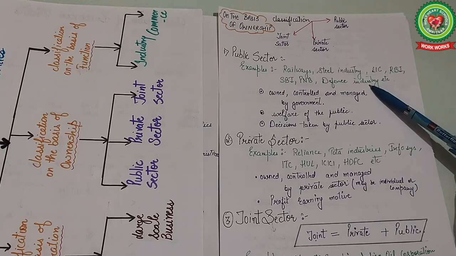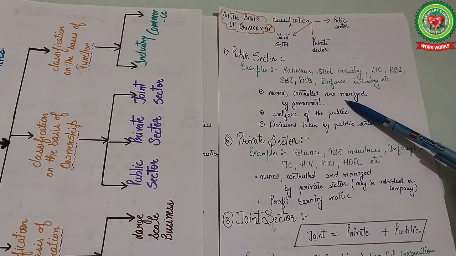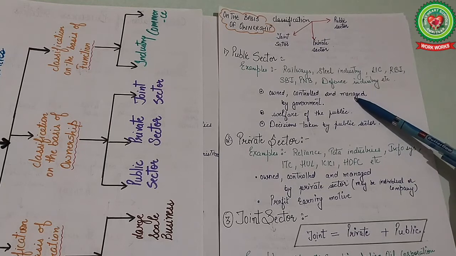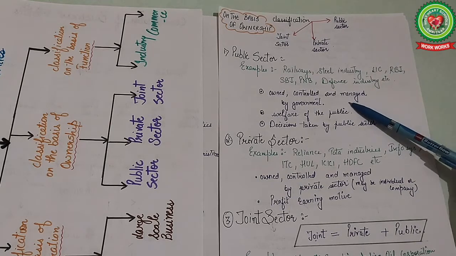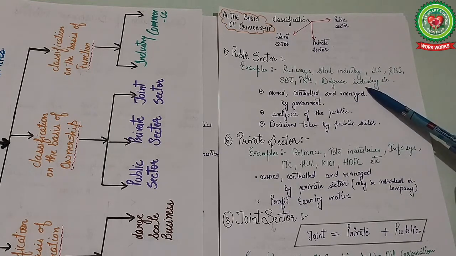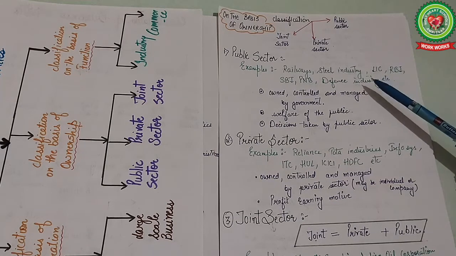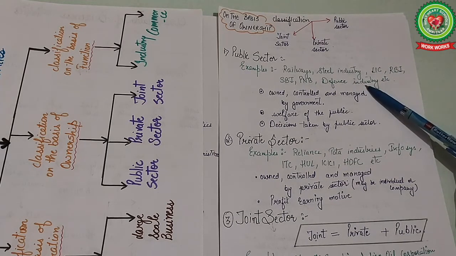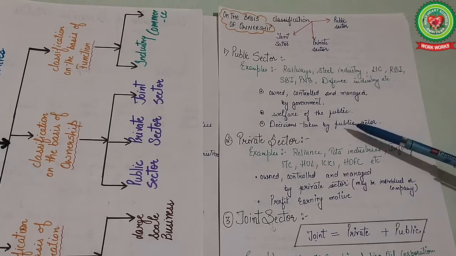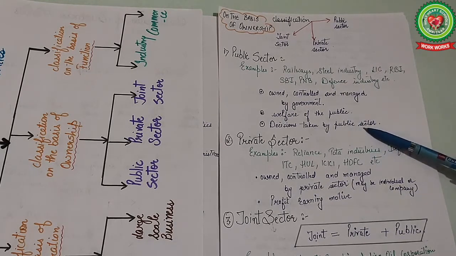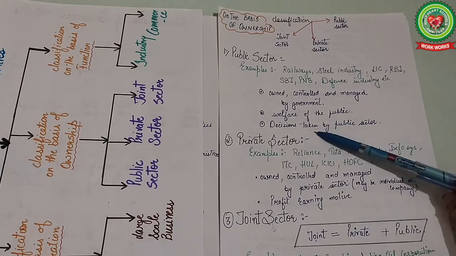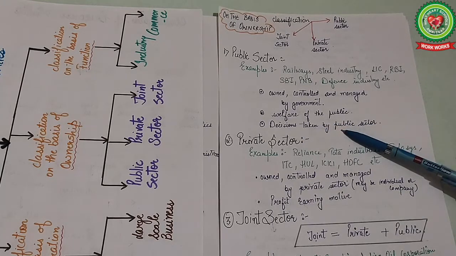These are the sectors that are owned, controlled, and managed by the government. It means its activities are properly controlled by the government, and also the decisions related to these industries or companies are in the hands of the public sector, meaning the government sector. So the government has the power to take decisions.